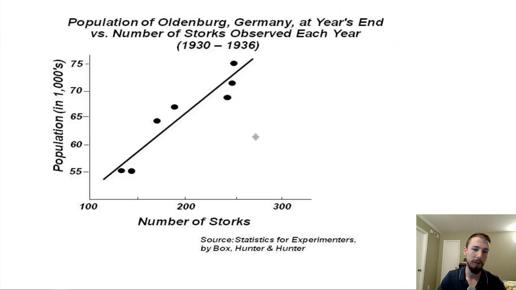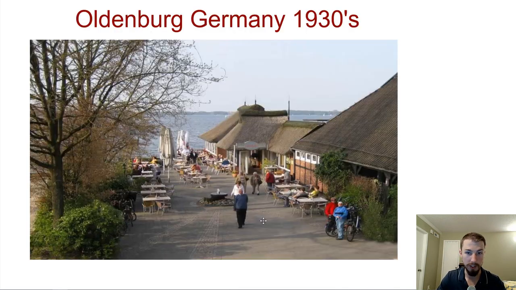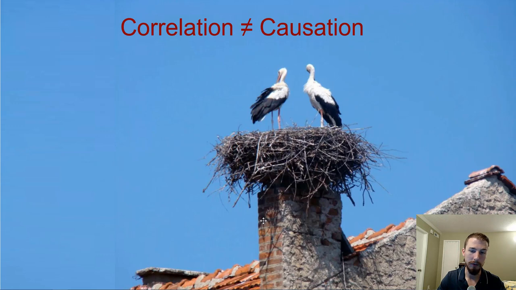So we have to be very, very careful, because just because there's an association, or in this case, a correlation, which is a linear association, right? So just because there's a correlation between the number of storks and the population in thousands does not mean that there's a causal relationship between the two. We cannot conclude that storks were the ones delivering these babies. Instead, what was actually happening is it was actually the other way around.